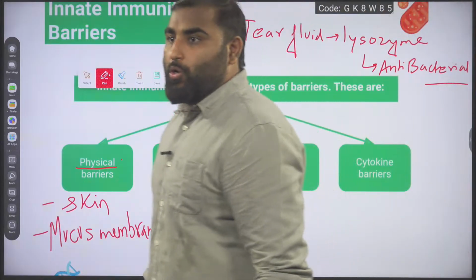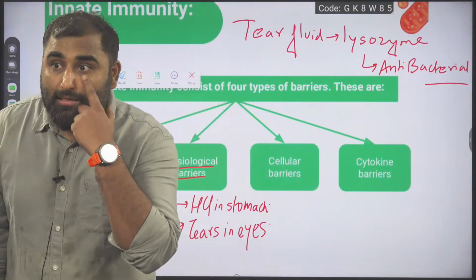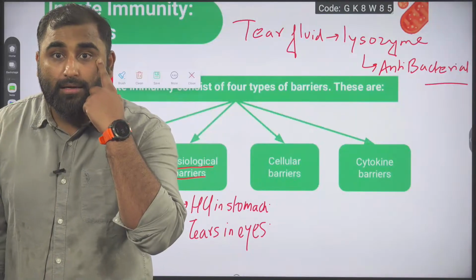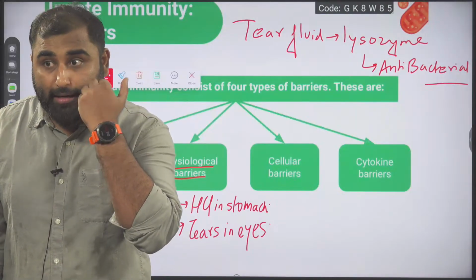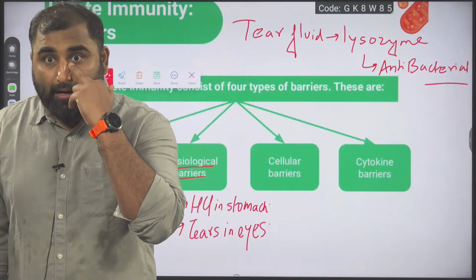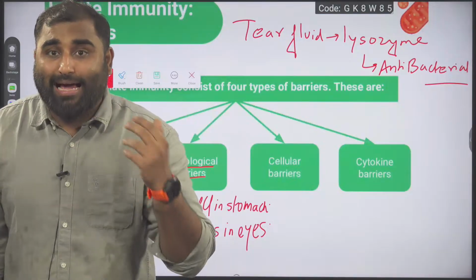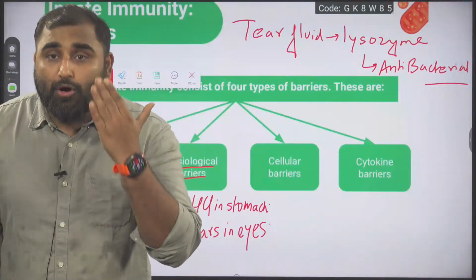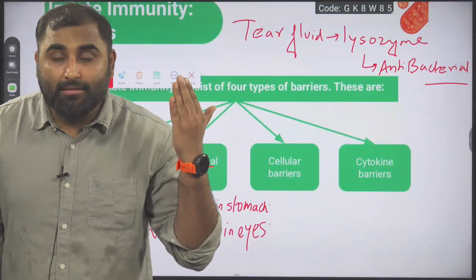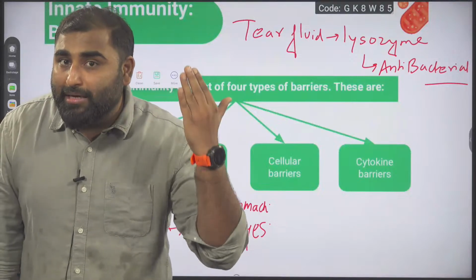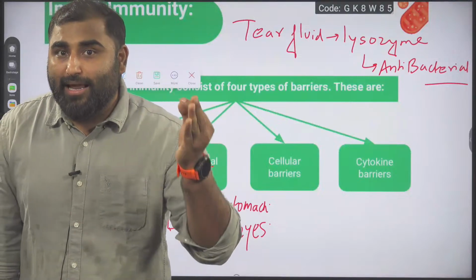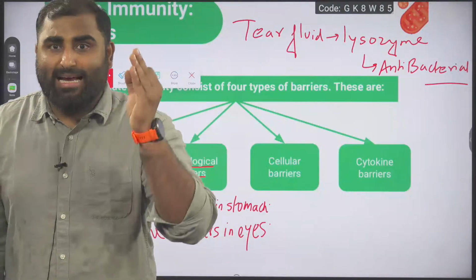So the tear fluid is secreted by the tear gland. Here is the tear gland in the corner of the eye, also known as the lacrimal gland. It keeps your eyes moist and wet. But the same tear fluid contains lysozyme, and lysozyme is antibacterial in nature.